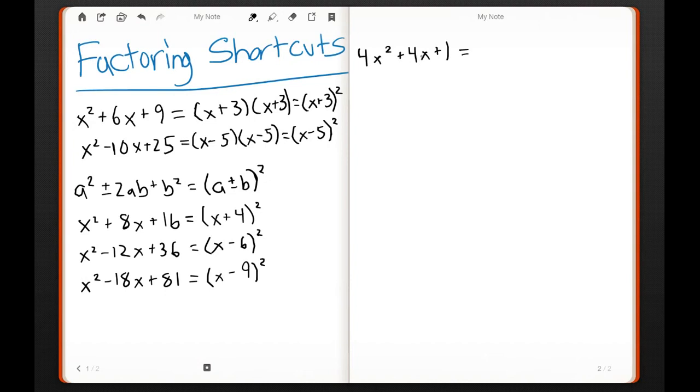So now we have confirmed that this is a squared plus 2ab plus b squared. So to put it into this form, we're going from a squared to a. The square root of 4x squared is going to be 2x plus b. The square root of 1 is 1. There we go.